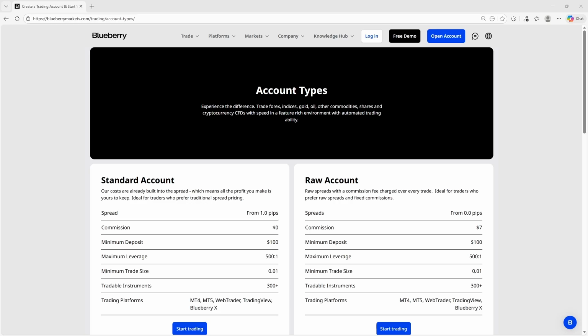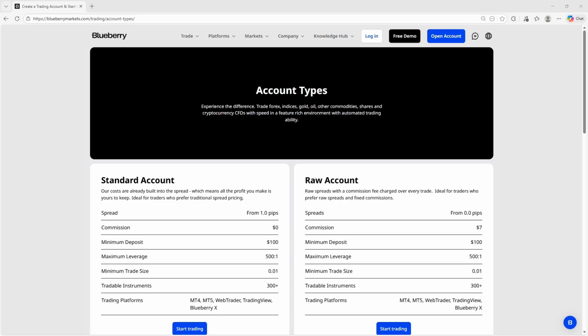The minimum deposit sits at a reasonable level, making it accessible without pushing traders into over-leveraging just to qualify for better pricing. For more active traders, Blueberry's Raw account is where pricing becomes more aggressive. Spreads can start from 0 pips, with a fixed commission charged per lot traded. This structure benefits scalpers, algorithmic traders, and anyone running strategies where tight spreads and execution consistency matter more than simplicity.